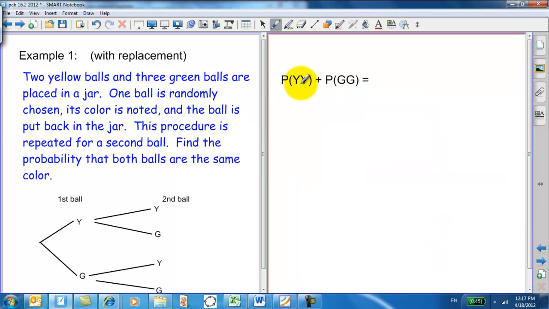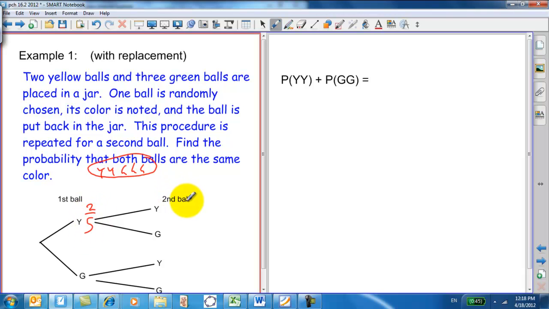So what's the probability of yellow, yellow, and the probability of green, green? Both balls are the same color. So you have 2 yellow and 3 green. So that means yellow, yellow, green, green, green. Those are the balls in the jar. So the first ball being yellow is 2/5. Second ball being yellow, still 2/5 because you put that ball back. First one being green is 3/5. Second one being green is 3/5.